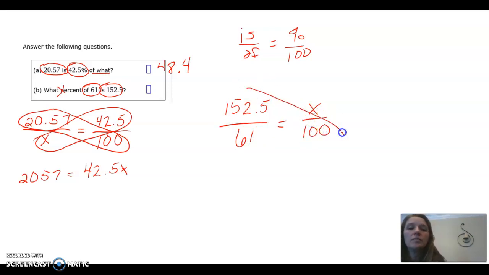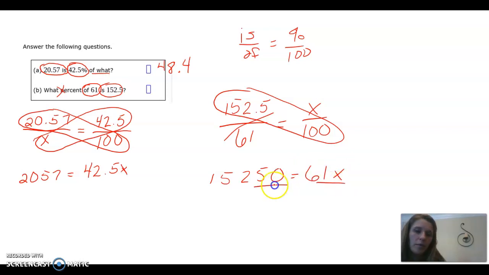And again, I'm going to cross multiply to get a one-step equation. 15,250 equals 61x. I'm going to divide both sides by 61, because 61 times x, I have to use the inverse operation. Get my calculator, 15,250 divided by 61, and you get 250%. Okay?